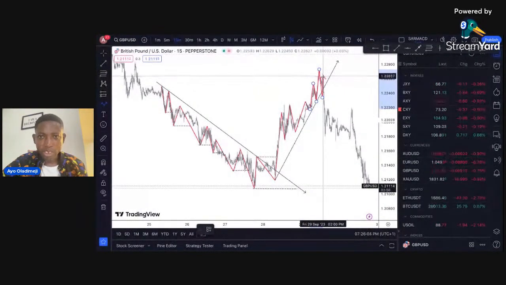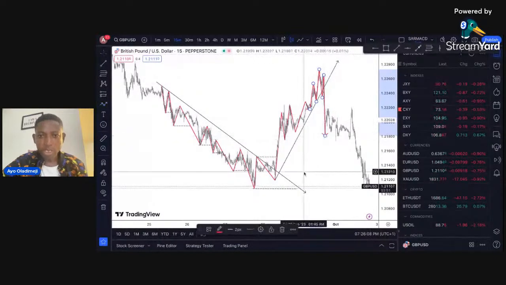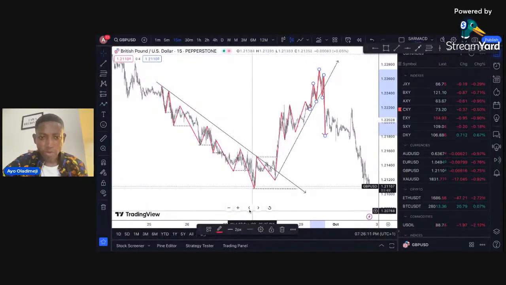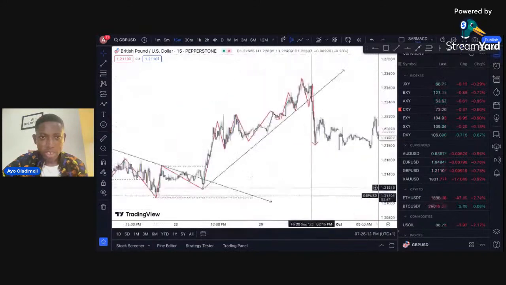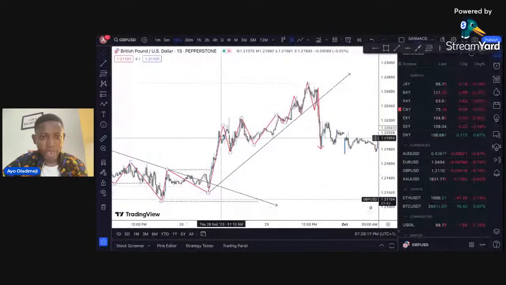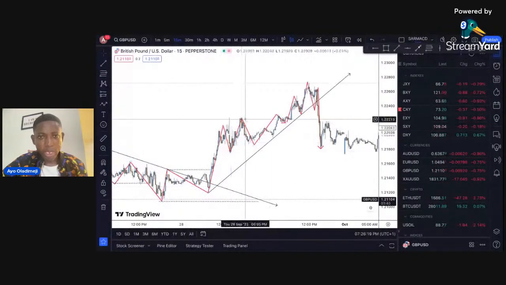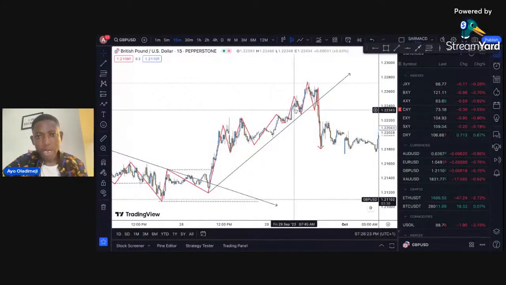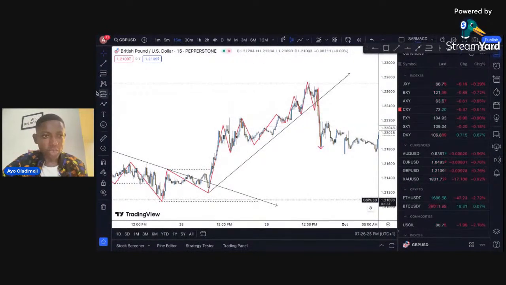But look at what it did. It just came all the way down, boom. Again, just like I said, if you pay attention, look at what has happened again. We have high, low, higher high, higher low, higher high, higher low, higher high. So you can see how the highs have been broken, right? This high was broken.